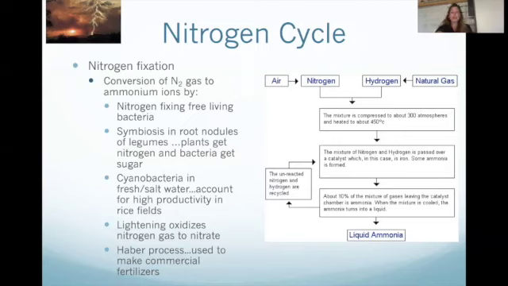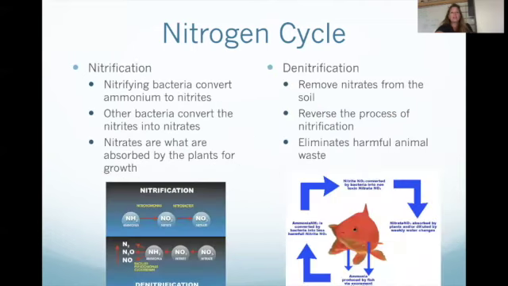And we actually have a commercial process that will do it, the Haber process. This is how we make fertilizers. So when you go to Green Thumb and you buy Miracle-Gro. Nitrification: nitrifying bacteria convert ammonia to nitrites, and other bacteria convert nitrites to nitrates. Oh my gosh, it's like chemistry all over again. Nitrates are what's used and absorbed by plants for growth.